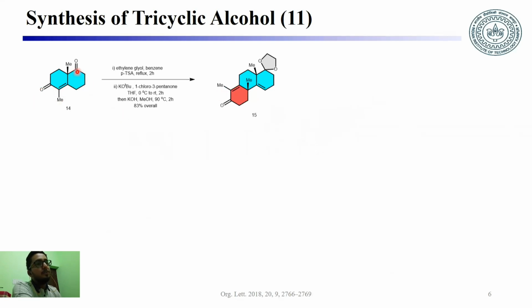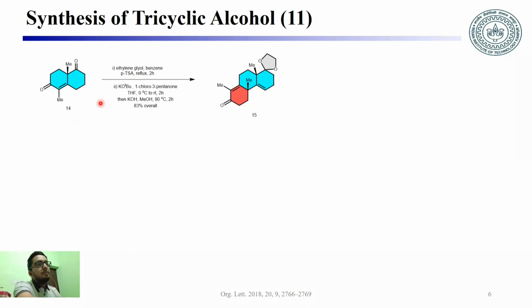Therefore, we have to first protect this ketone group. So we use ethylene glycol and paratoluene sulfonic acid, which will protect this particular ketone only, because the electrophilicity at this carbonyl carbon is higher as compared to this carbonyl carbon, because it has alpha-beta unsaturation. Therefore, by using ethylene glycol, we first protect this ketone and change this ketone into ketal.